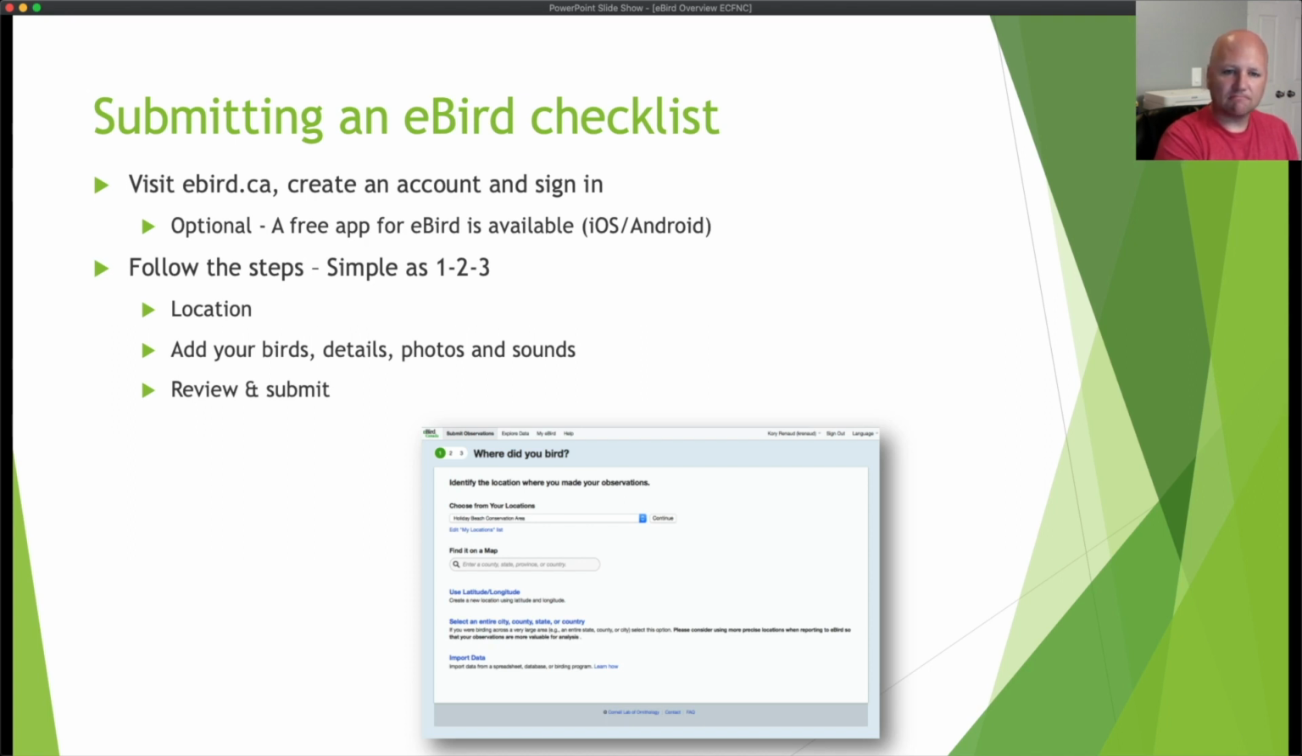To get started, really, it's just another 3-step process. You're going to enter some location data, your times, how long you're out for, how long you walked, what sort of activities you were doing. Add the birds that you saw, any details about them. If you took photos or recorded sounds, you can actually add that as well to your checklist, and really just hit the review and submit button and you're all done. It's really that simple. So I'm going to walk you through the website now on how to submit the data.